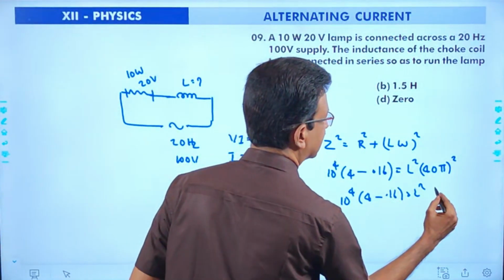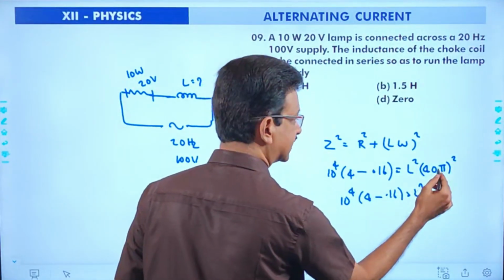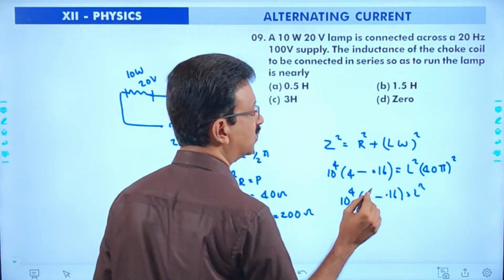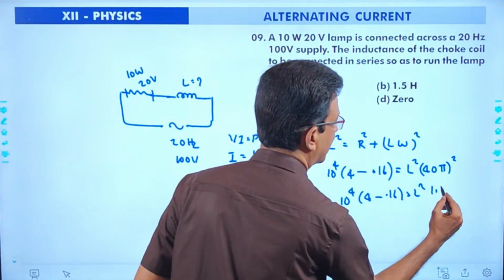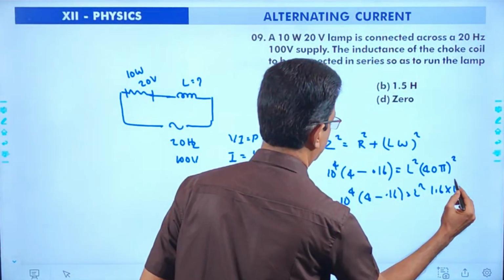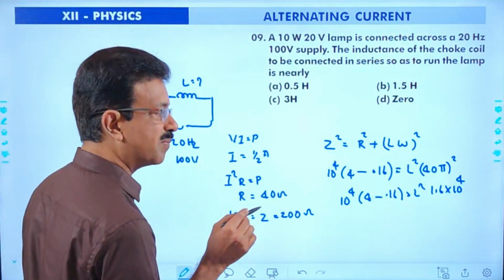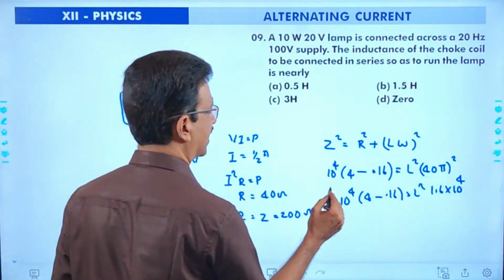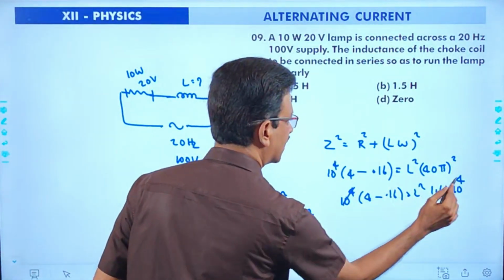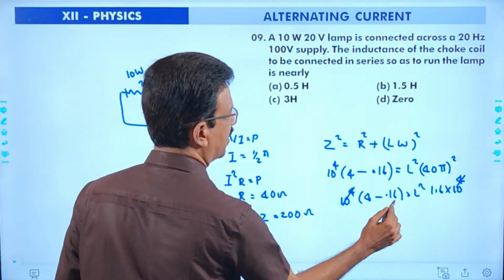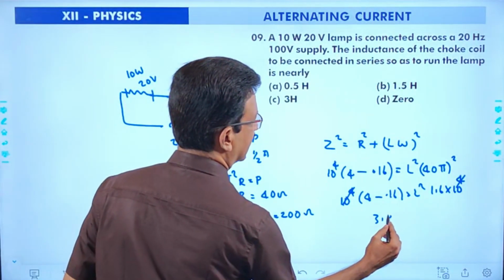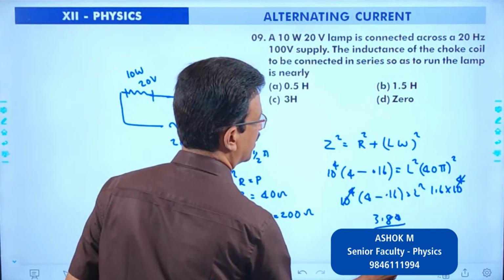40 pi square means 1600 into 10. Pi square is almost 10. Then 1.6 into 10 raised to 4. Now 10 raised to 4 cancels. Then 3.84 divided by 1.6.